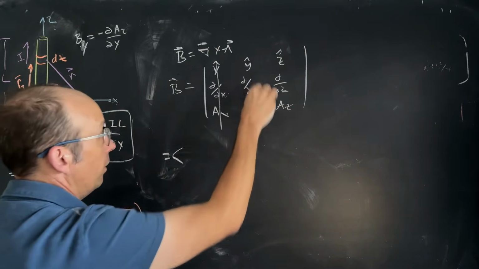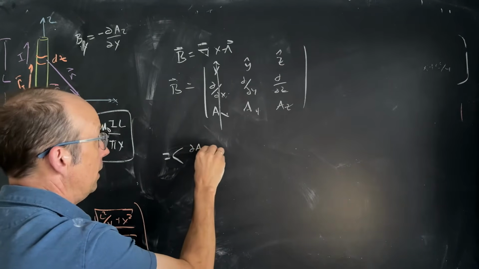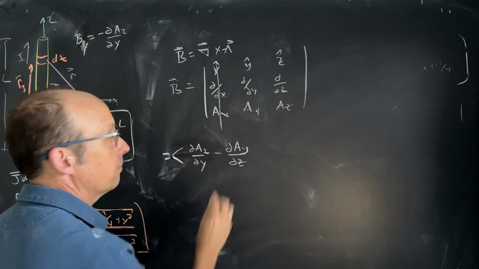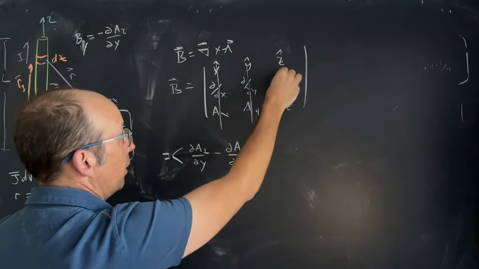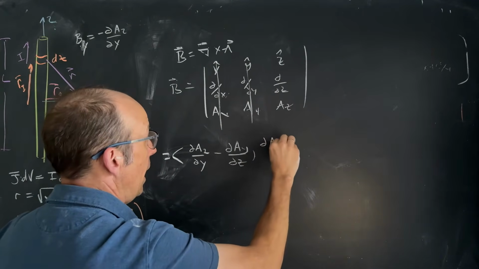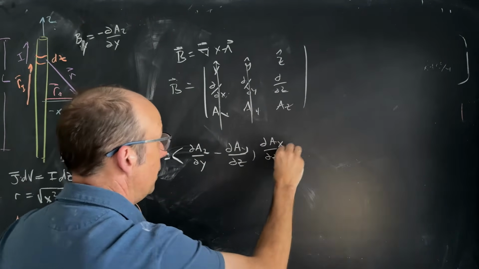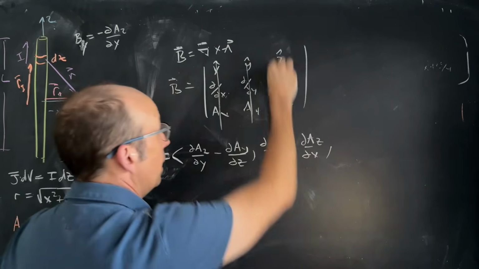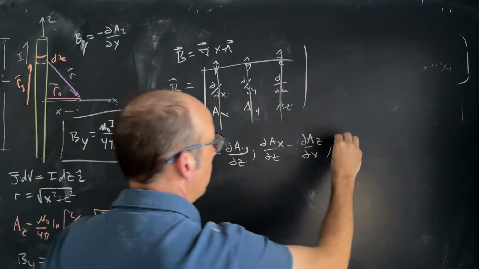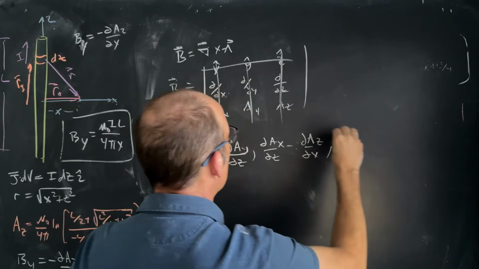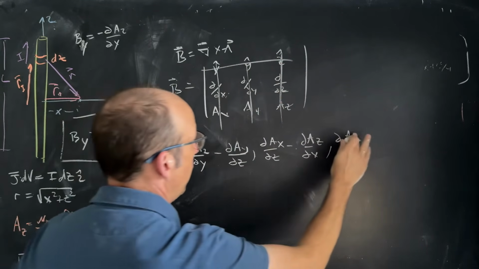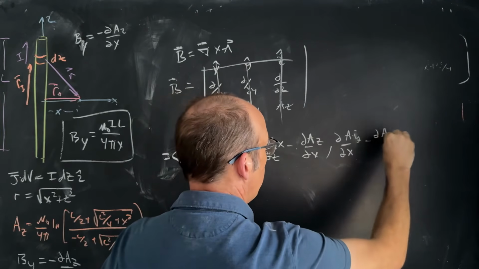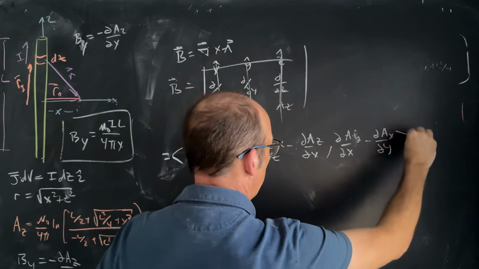So my x component is going to be the partial of az with respect to y minus the partial of ay with respect to z. Now my y component, I'm going to go this way: the partial of ax with respect to z minus the partial of az with respect to x. And then finally z, I get the partial of ay with respect to x minus the partial of ax with respect to y.